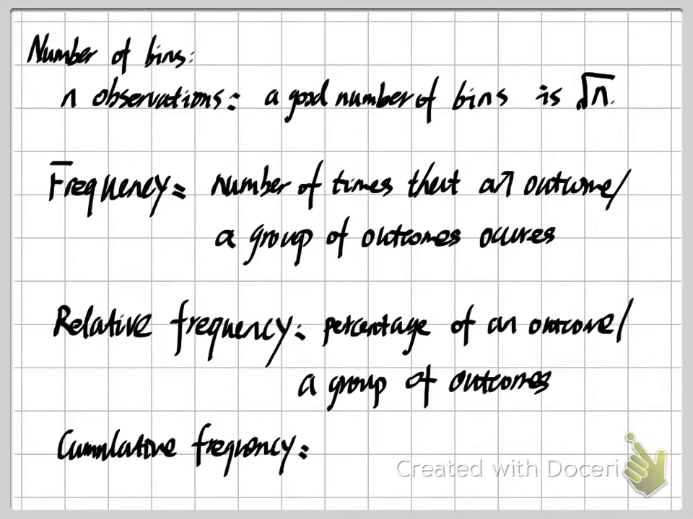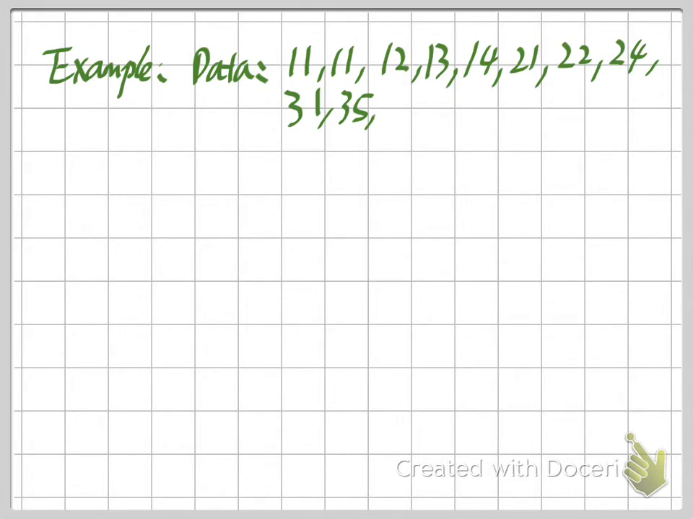So let's look at this example. Here we have a data set. The data set contains the numbers 11, 11, 12, 13, 14, 21, 22, 24, 31, and 35. If we count how many data we have in this data set, in total we have 10 numbers. So if we look at the rule for deciding the number of bins, n is equal to 10, right?